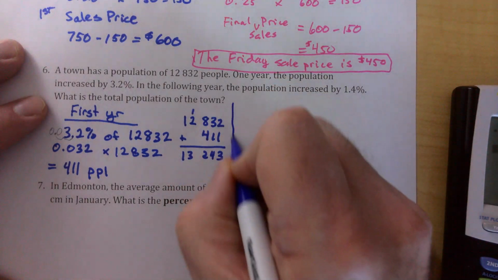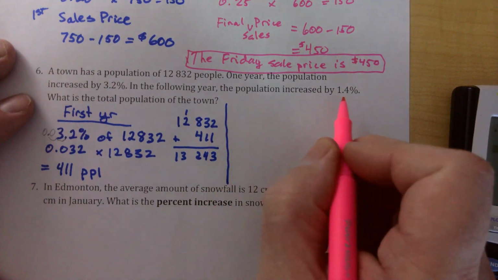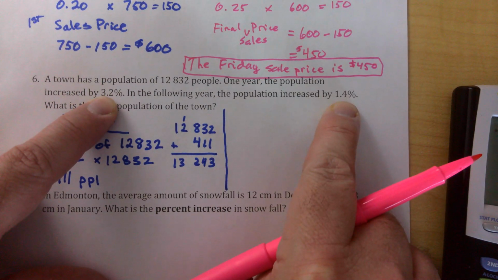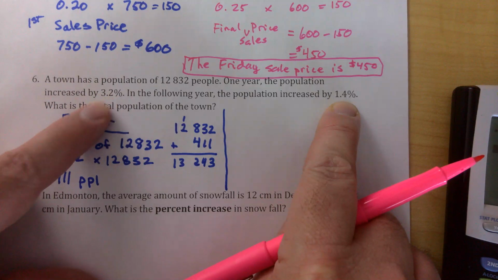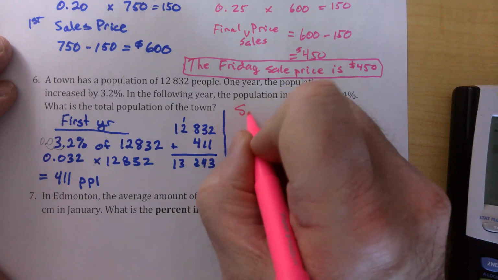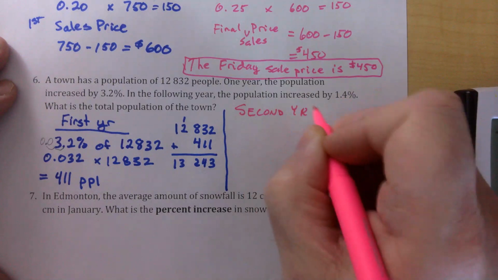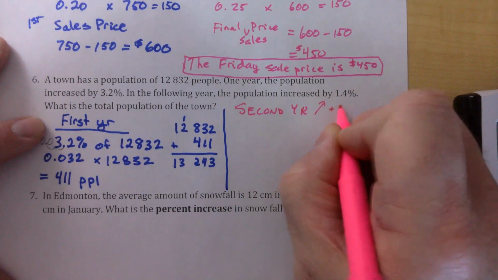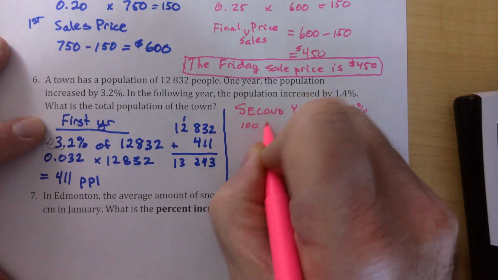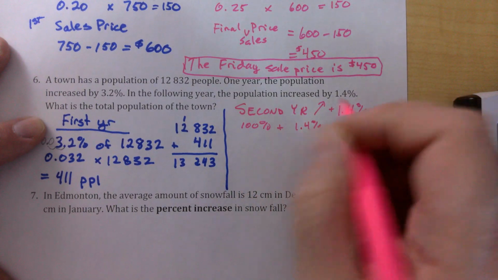13,243, and that is done. Now, here's where I will do the shortcut. The one shortcut that doesn't exist is adding these percentages. But the other shortcut: for the second year, where the population went up by a positive 1.4%, can't I just take 100% of the prior year and add the 1.4% for the second year?